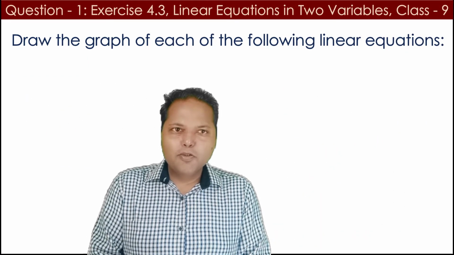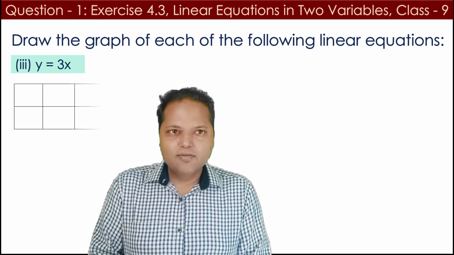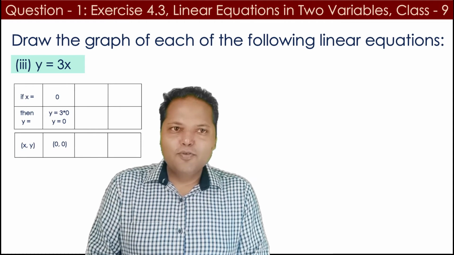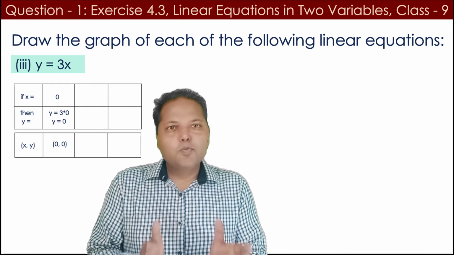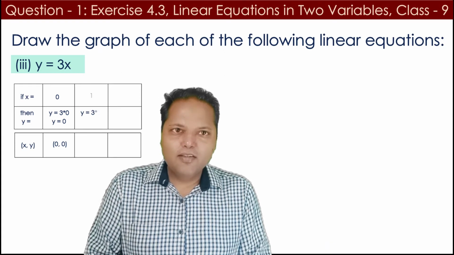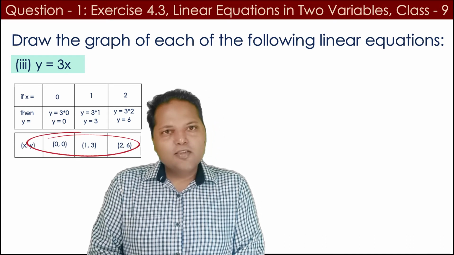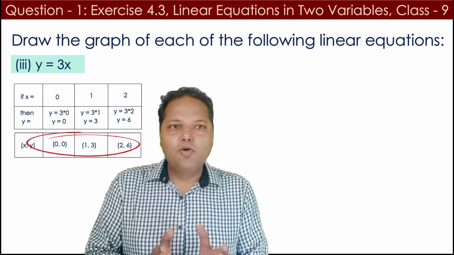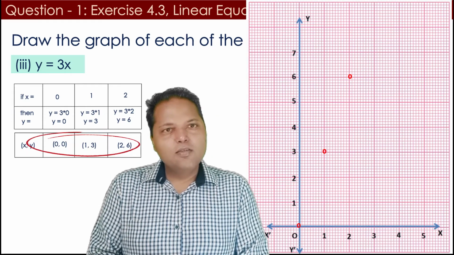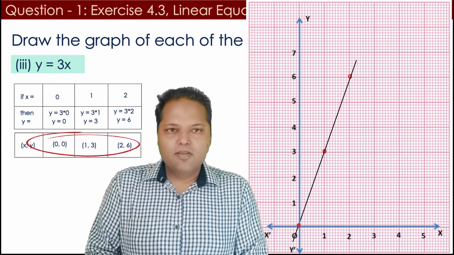Similarly, let's quickly do the third one also, and the equation is y is equal to 3x. So we'll put the value of x as 0 and we'll get the value of y. Similarly, then we'll put the value of x as 1 and we'll get the corresponding value of y. And then the third solution. Now let us plot these three solutions on the graph. So here we have got three dots, and now we will connect these three dots with a straight line, and that's the graphical representation.